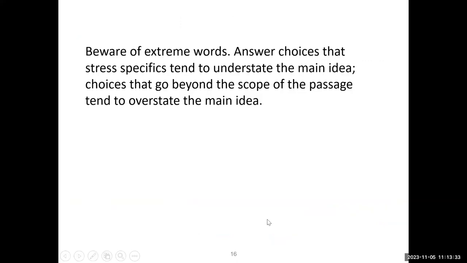They are something called understating the main idea and overstating the main idea. Right now, you just need to understand that you have to beware of extreme words. Answer choices that stress specifics tend to understate the main idea, whereas choices that go beyond the scope of the passage tend to overstate the main idea.